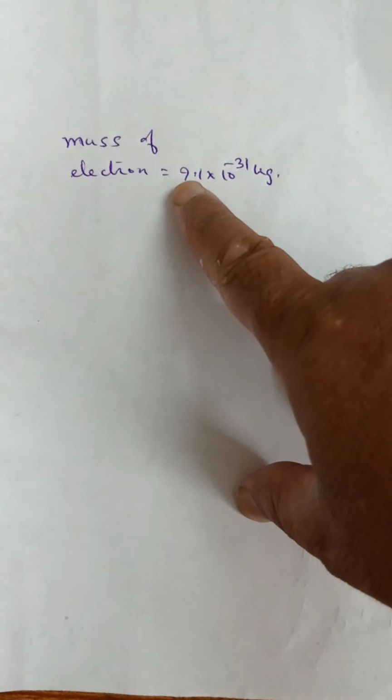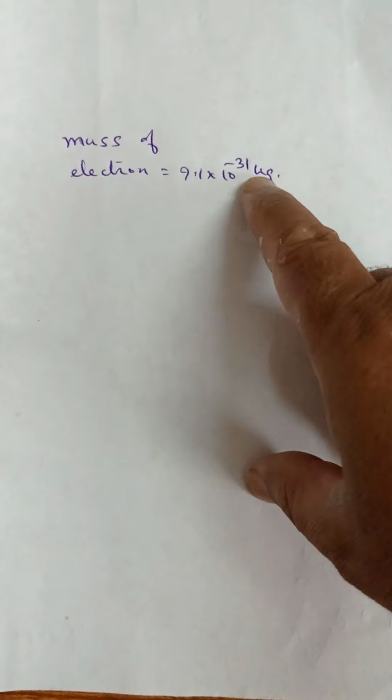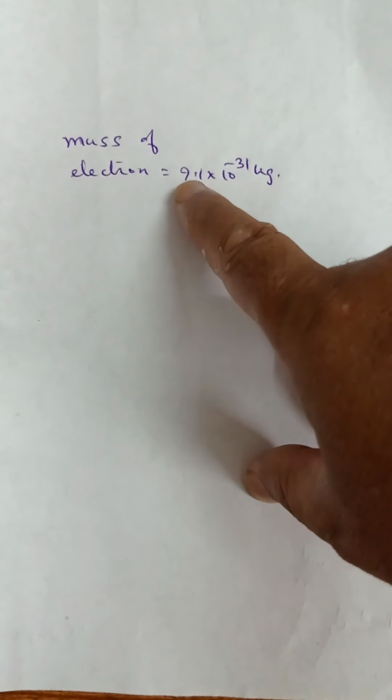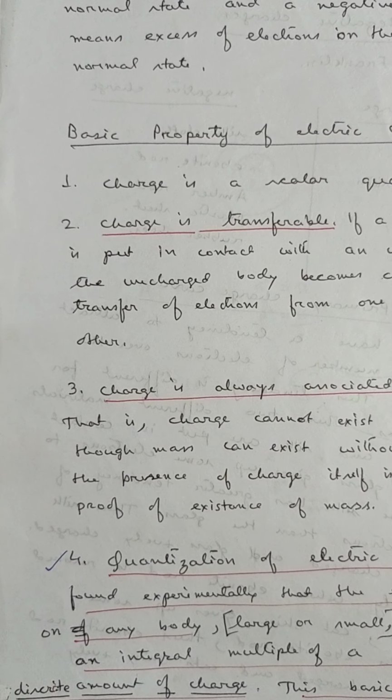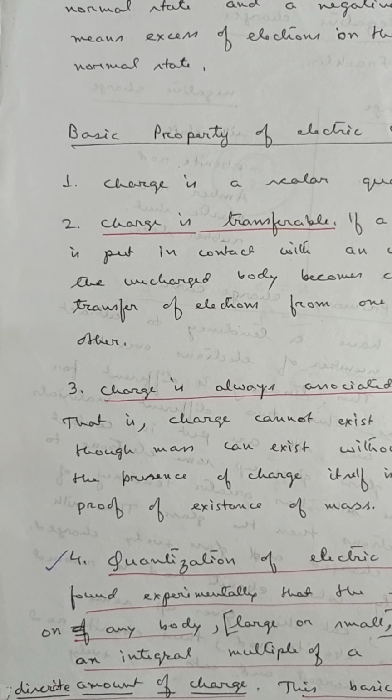What is the mass of an electron? The mass of an electron is 9.1 into 10 to the power minus 31 kg. That means the negatively charged body has more mass and the positively charged body has less mass. When we rub a glass rod with silk cloth, the glass rod becomes positively charged. That means the glass rod loses certain mass, and the silk cloth gets negatively charged. That means silk gains certain mass.